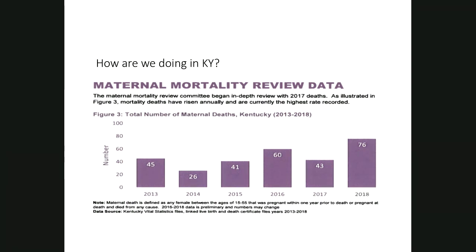As illustrated in this model, you can see that the number of deaths has increased over the years. One of the first things that the Maternal Mortality Review Committee wanted to look at is why the year 2014 was so different compared to the other years. And so they went back and looked at the birth certificates and the deaths of women during that year, and there were no explanations found for the differences. And so that was just an interesting finding.